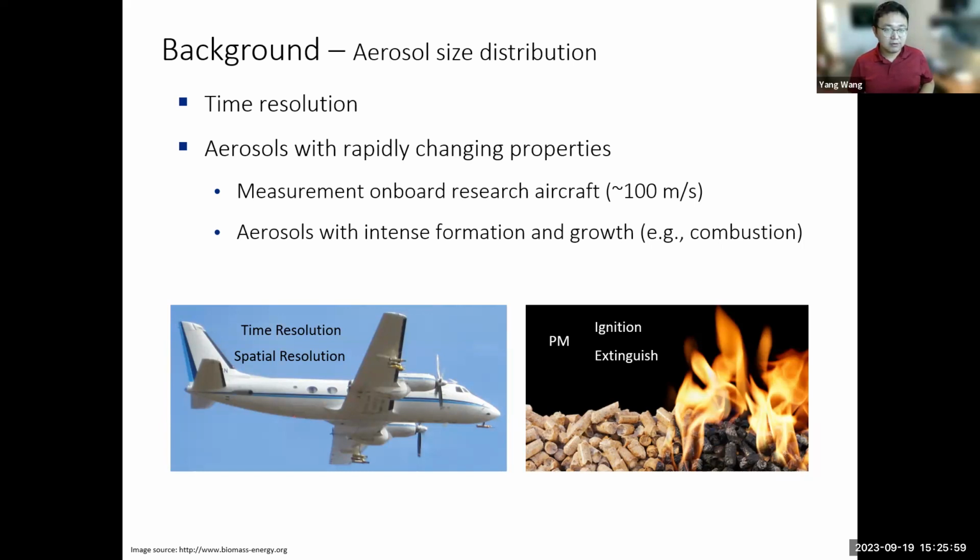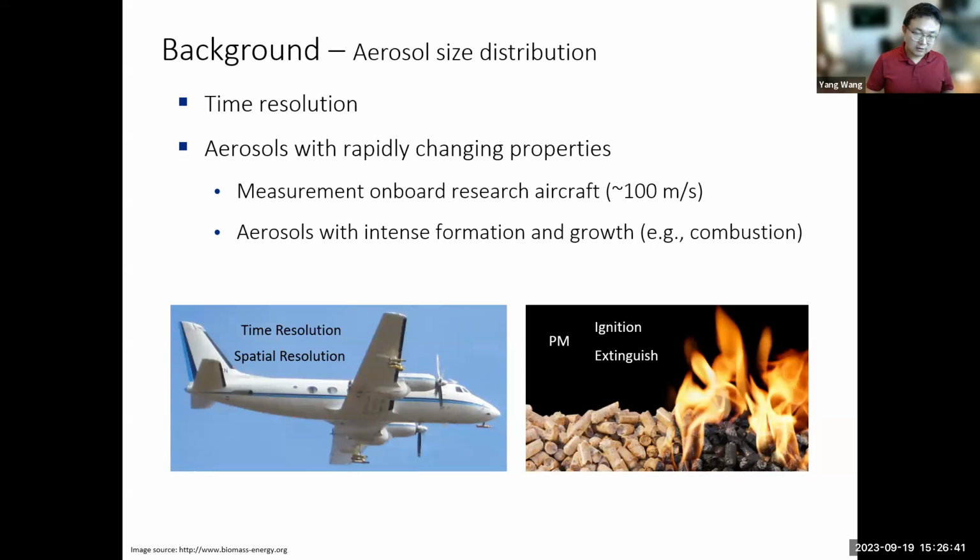But there are scenarios where we have to consider this high time resolution for the aerosol measurement. One example is the aircraft-based measurement, right? These research aircraft move at very high speed, 100 meters per second. So if you have an instrument that monitors size distribution every 1 minute, then the aircraft is already 6 kilometers away. You can't really notice what's happening over a spatial scale of 6 kilometers.